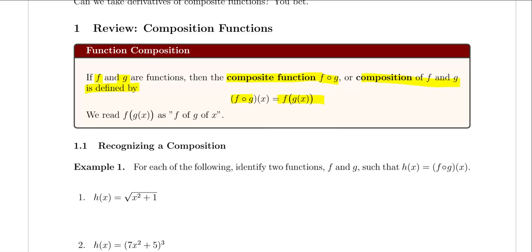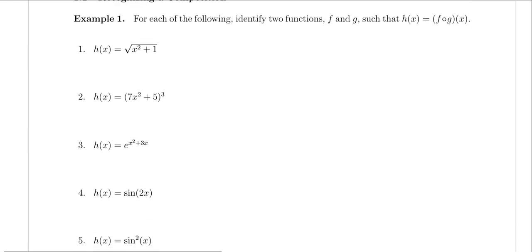Now, before we learn how to take derivatives of function compositions, I want to get some practice recognizing a function composition. So let's take a look at the following example, where for each of the following functions, we see if we can identify two functions f and g such that the h of x that we see can be reinterpreted as the function composition f composite g, or f of g of x, which in fact I'll write here. Now, from now on, since the g function is the one inside, I'm going to refer to my g function as my inner function, and f as my outer function.